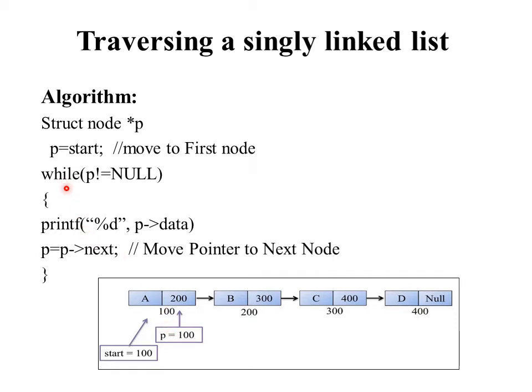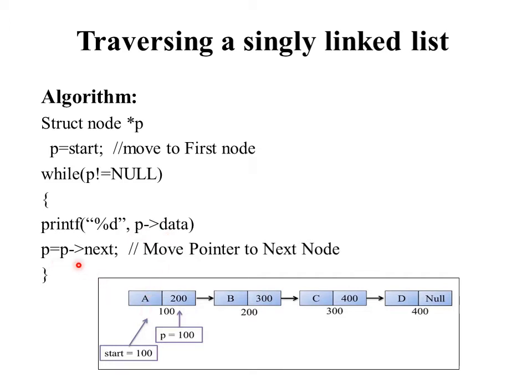Next is the while loop: while P is not equal to null. So here the condition is P is not equal to null. P contains 100, so 100 is not equal to null. This condition is true, so we enter this while loop. In the while loop, printf %d, P points to data. So P points to data means here we print A.